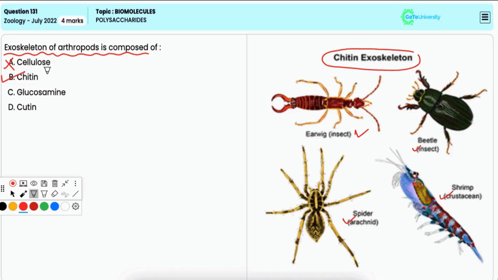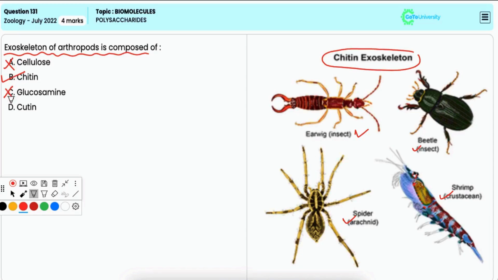Option C, glucosamine. It is incorrect. Though glucosamine is a derivative of glucose and is a component of chitin, it is not the primary material of the exoskeleton itself. Option D, cutin.